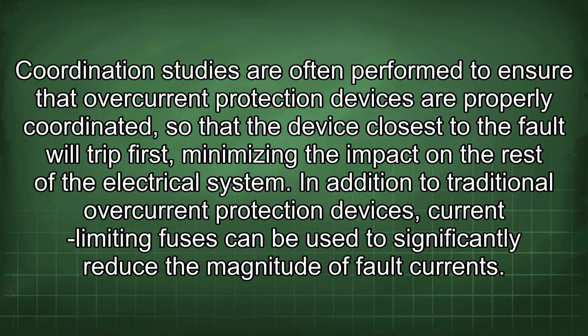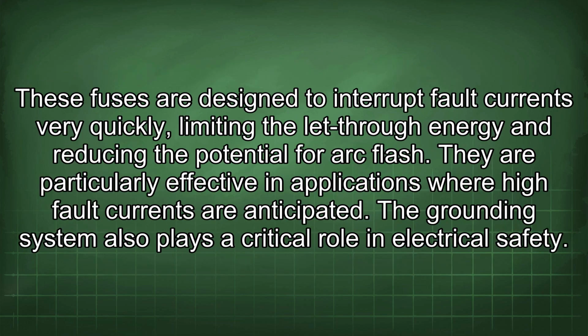Coordination studies are often performed to ensure that overcurrent protection devices are properly coordinated, so that the device closest to the fault will trip first, minimizing the impact on the rest of the electrical system. In addition to traditional overcurrent protection devices, current-limiting fuses can be used to significantly reduce the magnitude of fault currents. These fuses are designed to interrupt fault currents very quickly, limiting the let-through energy and reducing the potential for arc flash. They are particularly effective in applications where high fault currents are anticipated.